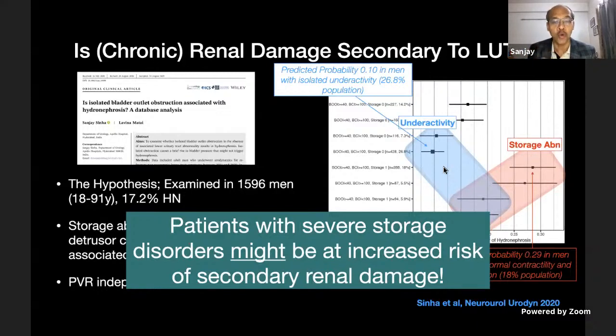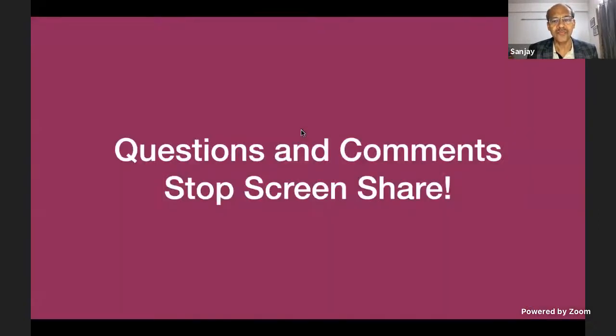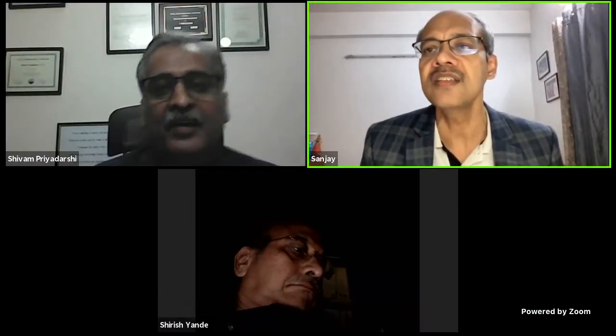So the storage is extremely important. And if you find bad storage in any patient in whom you do urodynamics, it is very important to counsel these patients that if they don't follow up very carefully, you might end up with renal deterioration. So you can use this to mathematically predict which are the patients who are actually going to develop trouble in the long run. So with that, I will stop sharing my screen.